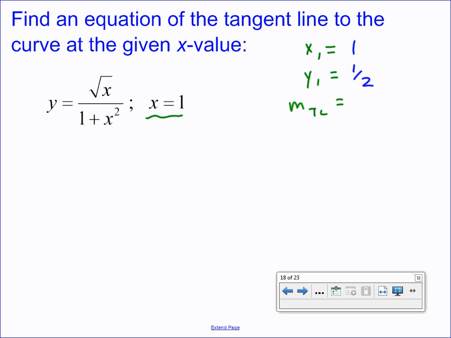So where would I go to get the slope of the tangent line? Danny? Find the derivative. Good. So given y, we'll go ahead and calculate y prime, and then evaluate it at my x value of concern to generate the slope. So let's generate y prime.